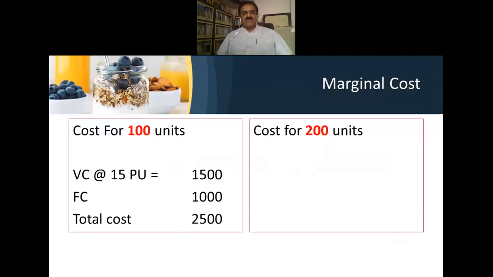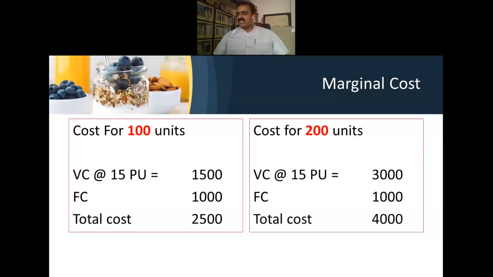The way in which we are going to classify the cost as fixed and variable: variable cost per unit remains the same. So for 1 unit it is 15 rupees, for 200 units it comes to 3,000 rupees. That's called the variable cost. And the fixed cost of 1,000 rupees remains the same, whether it is 100 units or 200 units or 50 units or 300 units. So the variable cost is taken as 3,000 and the total cost is 3,000 plus 1,000, 4,000 rupees.